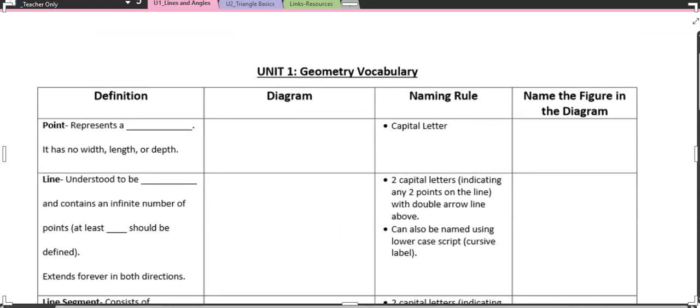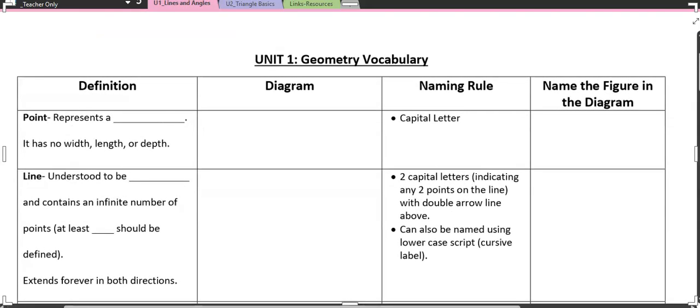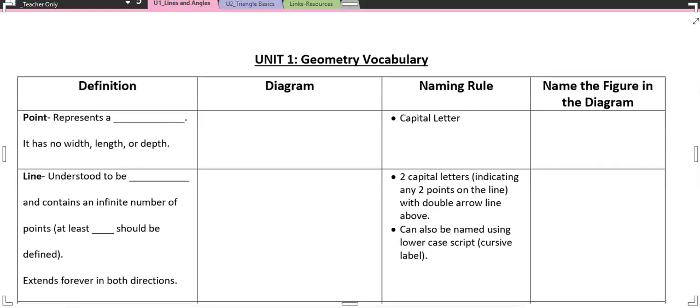In this video, we're going to go through some important vocabulary that you've seen before and some new ones you haven't, and talk about how we can draw these things, how we name them, and then also how we can name them in different diagrams and such. So let's start with the beginning.